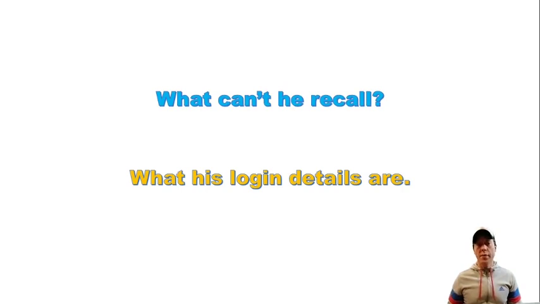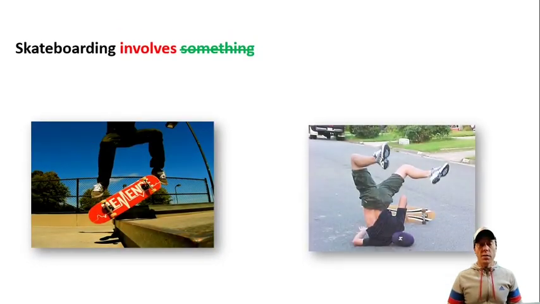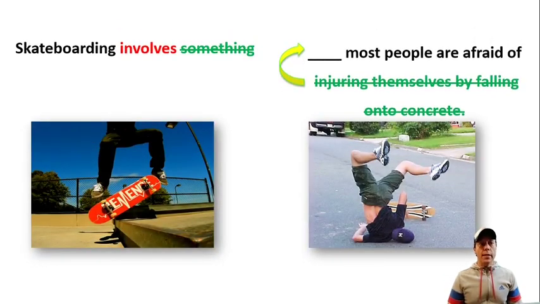Notice there's a verb at the end of the noun phrase. That's perfectly normal in English. Okay, involves. This is a very important verb. Skateboarding involves a process. Most people are afraid of injuring themselves by falling onto concrete. So we need to substitute the gerund phrase, injuring themselves by falling onto concrete.